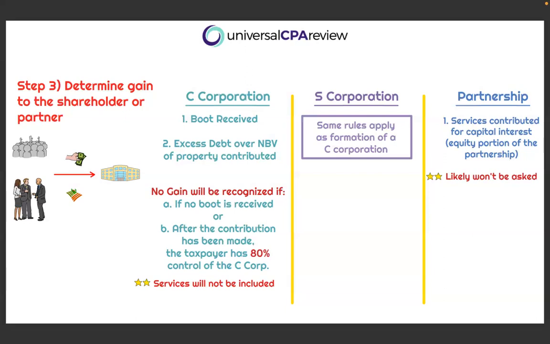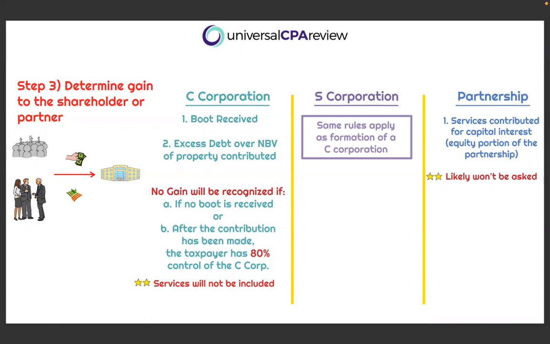So when you're thinking about gains during the initial formation, the gain is almost always going to be due to the gain recognized by the shareholder or the partner. Okay, so for C Corps, we're thinking about a shareholder here. The shareholder is going to recognize a gain if two situations occur.